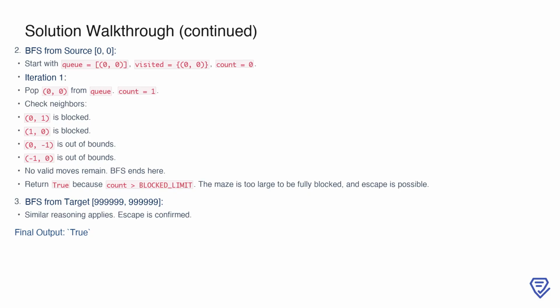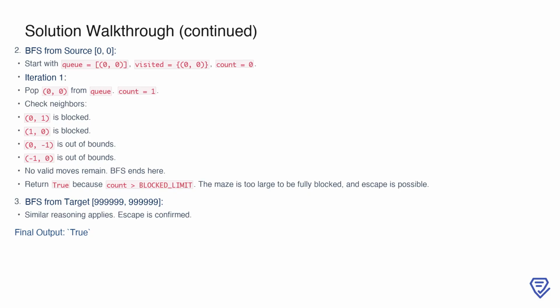This indicates that the maze is too vast for the blocked cells to completely trap the source. A similar BFS conducted from the target confirms the same conclusion. Both BFS results affirm that there is a path, and the function returns true, confirming that escape is achievable in this case.